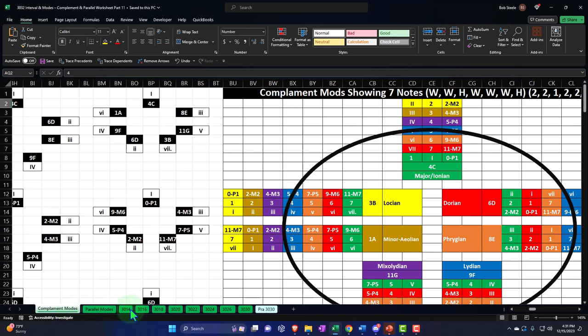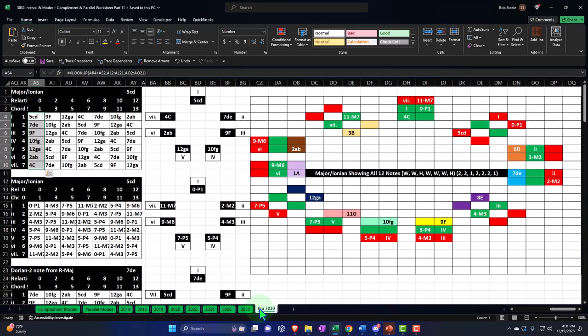We have the numbered tabs, which will correspond to the related video presentation, so you can work through the practice problem piece by piece. The blue tab is where we're going to continue working now. It's going to be starting at the point that we stopped off at last time. So last time, we put together these two worksheets, the complement modes and the parallel modes, and I'm going to be adding to the worksheet with the complement mode on the right-hand side.